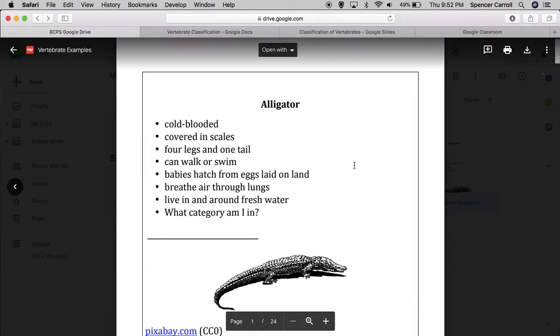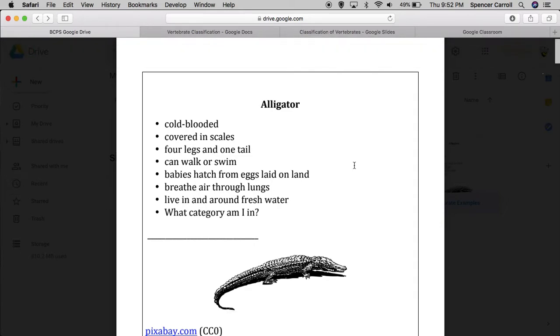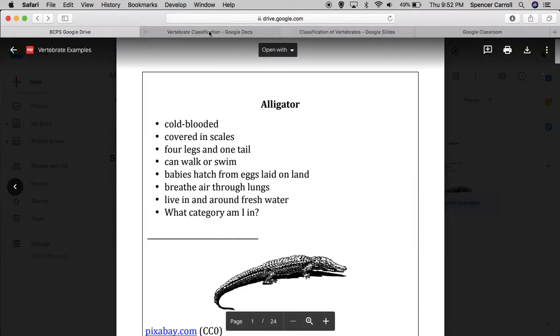Starting with the alligator. Okay, it is cold-blooded, covered in scales, has 4 legs and 1 tail, so those are the appendages. It can walk or swim. Babies hatch from eggs laid on land. All right, that's going to be important because we noticed that there's a difference between vertebrates that lay eggs on land versus the water. Breathes air through lungs, again important, so it's not gills. And it lives in and around fresh water. I don't know if that one's particularly important, interesting, not important.